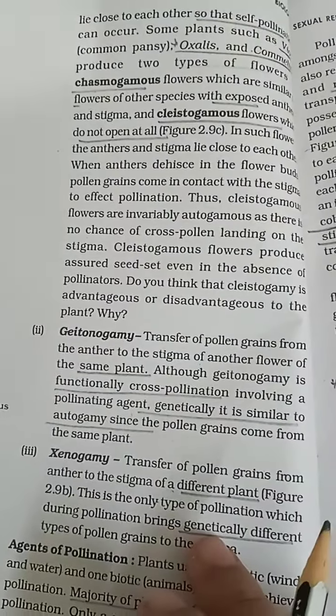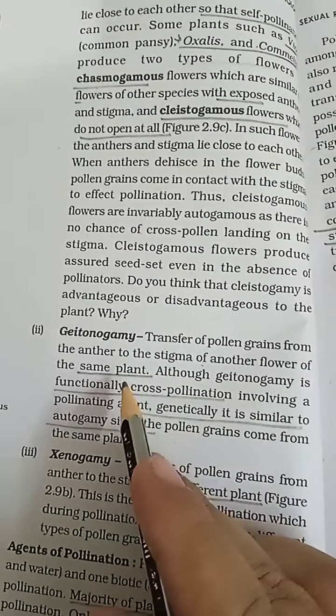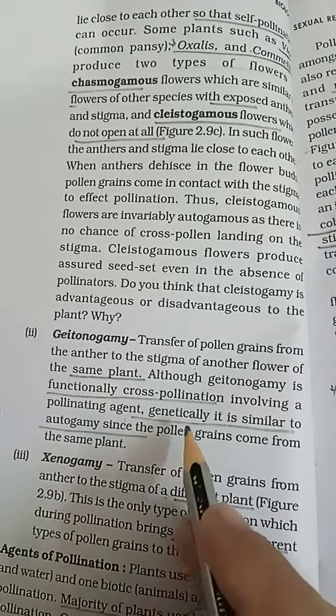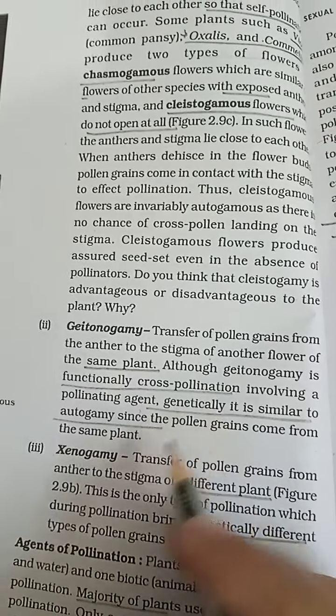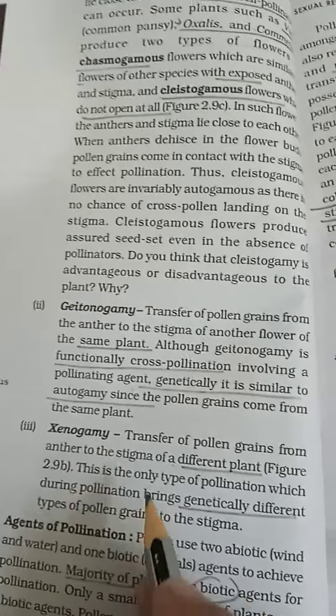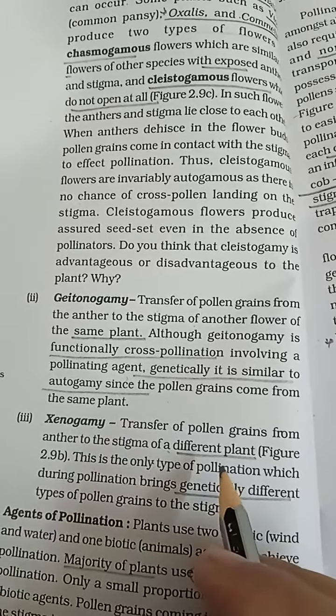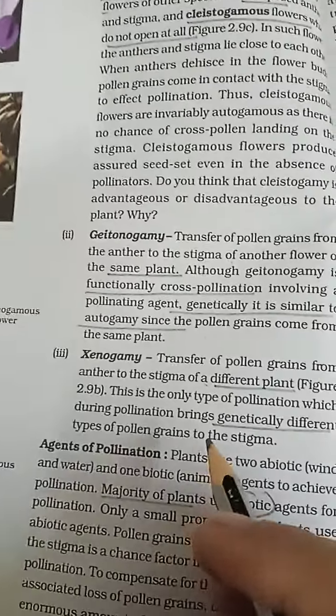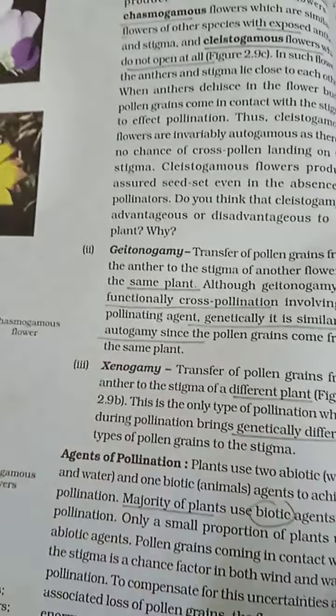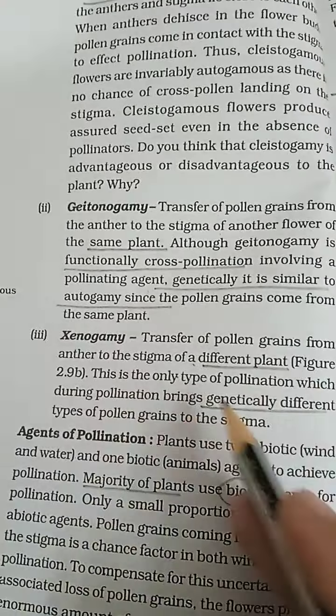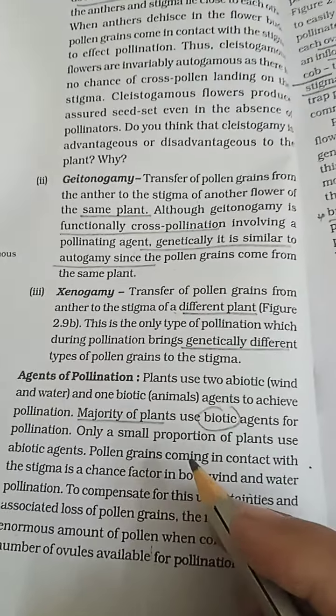Geitonogamy is the transfer of pollen to the stigma of a different flower, but on the same plant; genetically it is the same as self pollination. Xenogamy is the transfer of pollen to a different flower on a different plant, so this is genetically different. It is genetically cross pollination because new varieties are developed. Agents of pollination in cross pollination are biotic and abiotic agents.